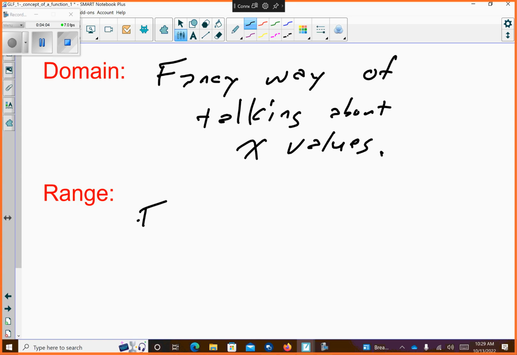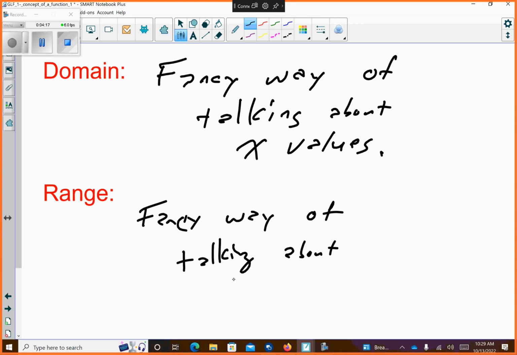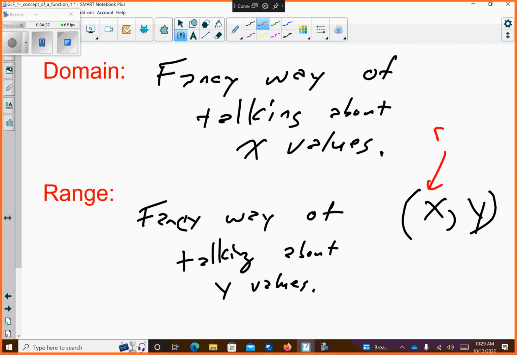Now, how I remember domain and range: x, y is alphabetical. X comes before y in the alphabet. Agree? D comes before R in the alphabet as well. So if it says, give the domain and range, and you don't remember which is which, x and y are alphabetical, so domain and range are also alphabetical. Okay?